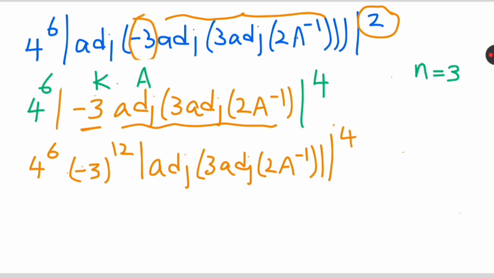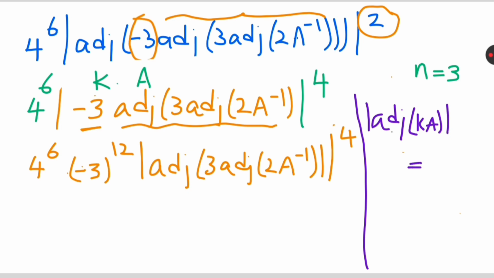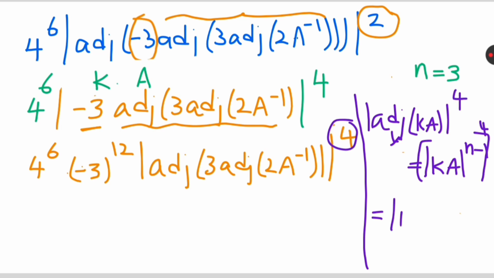So now observe again. Again this one, it is in the form of our first formula. What is our first formula? Determinant of adjoint of KA is equal to determinant of KA whole raised to the power of n minus 1. And here we have a power 4. You just take power 4 on both sides. Determinant of KA, n minus 1. N is nothing but 3. 3 minus 1, which is 2, whole raised to the power of 4. So this power 2 and whole power 4 becomes 2 times 4, which is 8.